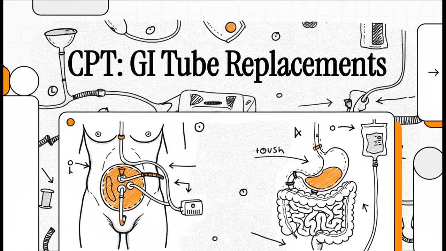All right, let's talk about something that trips up a lot of coding students: gastrointestinal tube replacements. Now, it seems so simple, right? But trust me, there's one critical detail in the CPT guidelines that can totally change the game. We're going to break it all down.